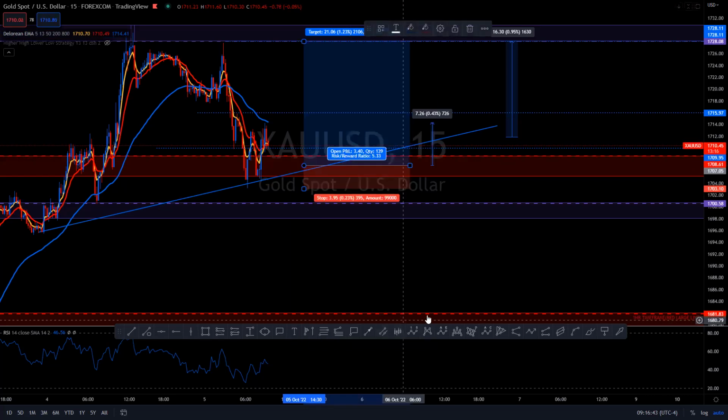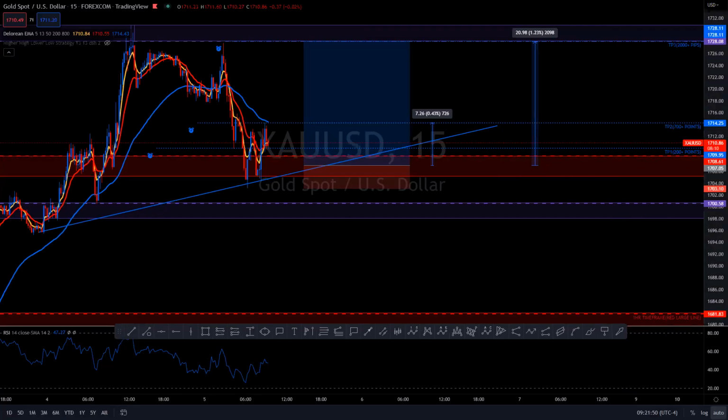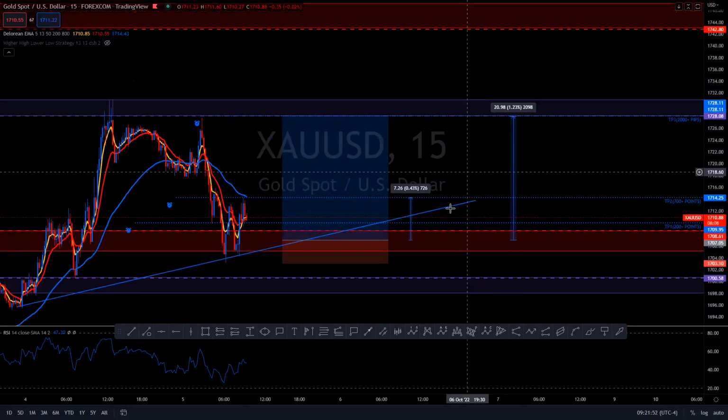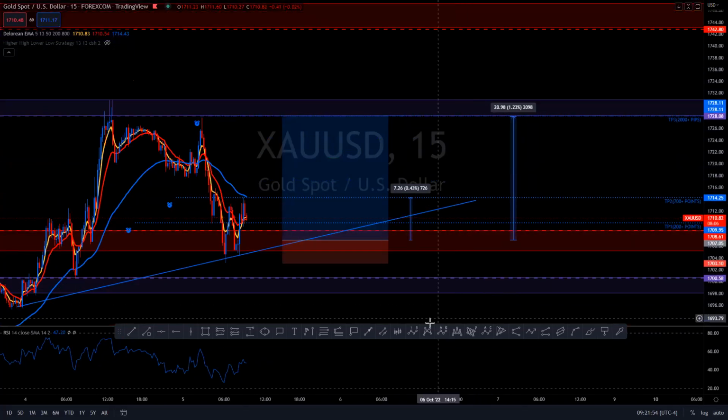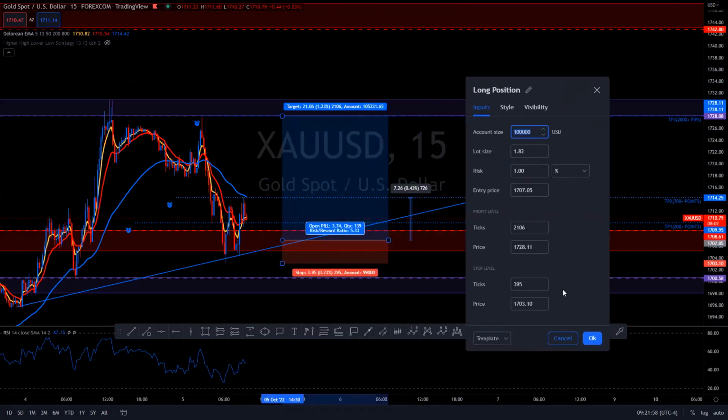Actually, let me go ahead and set my alerts first. Be right back. All right, so I went ahead and set my alerts on the take profit zones. We've got 8 minutes until the 9:30 bell. So I'm going to put in my stop loss and take profit again. We're just going to wait and see what price ends up doing.